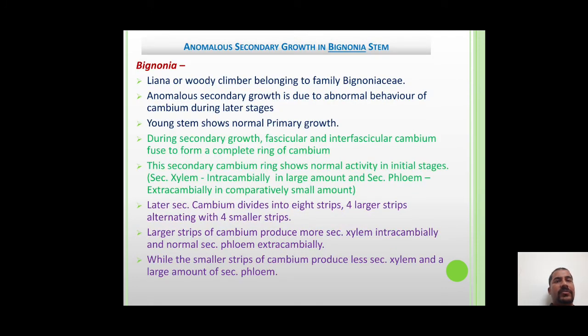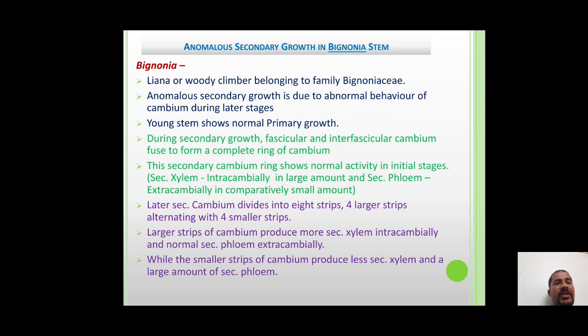Now, moving to the first type of anomalous secondary growth, which is included in our syllabus, that is the Bignonia stem. The Bignonia is a liana or a woody climber, which belongs to the family Bignoniaceae. Liana or woody climber means it is a climber, but it has a woody structure, that is called a woody climber.